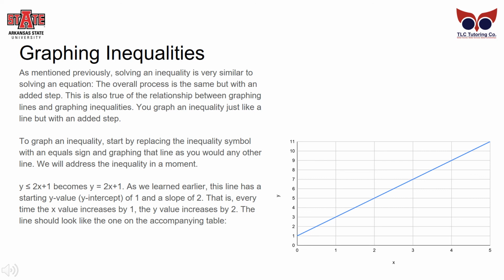Y is less than or equal to 2x plus 1 becomes y is equal to 2x plus 1. As we learned earlier, this line has a starting y value or y-intercept of 1 and a slope of 2. That is, every time the x value increases by 1, the y value increases by 2. The line should look like the one on the table you see to the right.